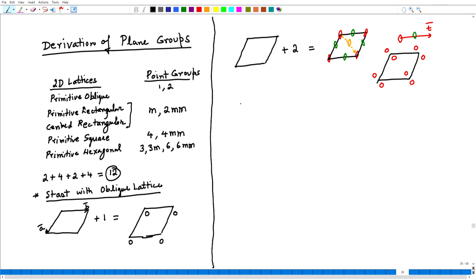Now, we have looked at oblique, and before I take rectangular, let me take primitive square. So, primitive square can accommodate 4 and 4mm. Let me add 4 to this. And we will put the 4-fold at the corners.